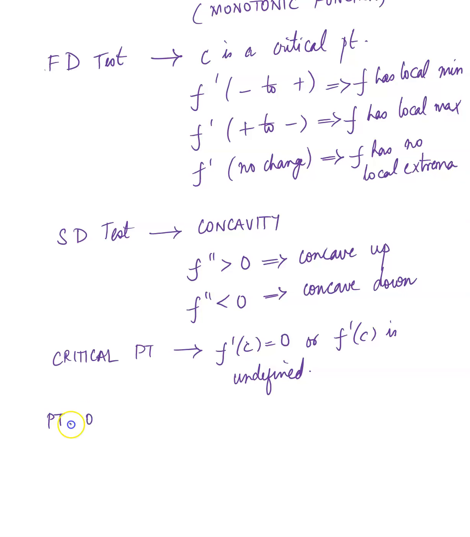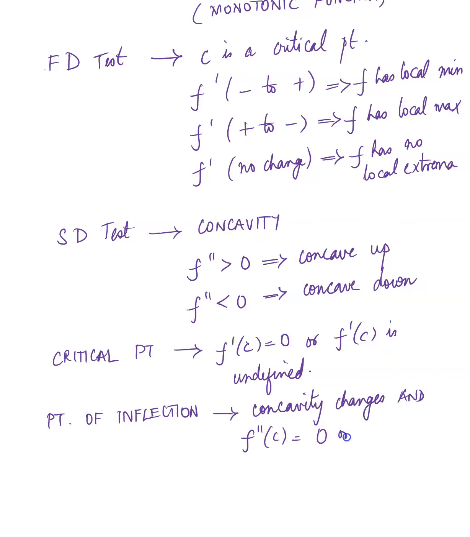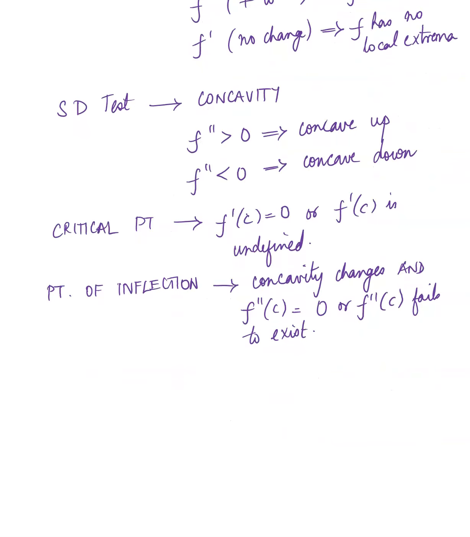But we also saw a point of inflection. Concavity changes, and you have this condition where f double prime is 0 or fails to exist. So you want both of them to happen. You want to really investigate. Don't just go by the f double prime situation.